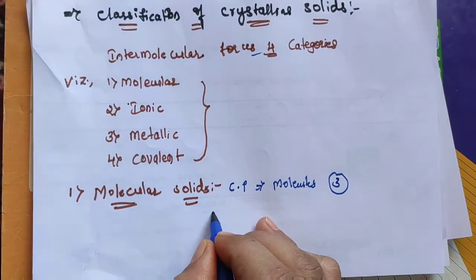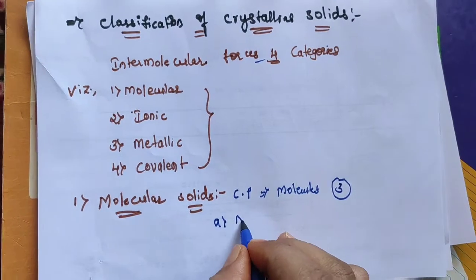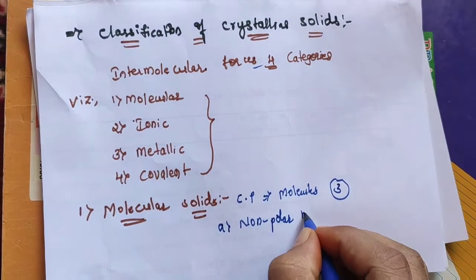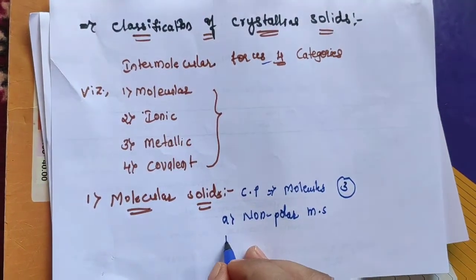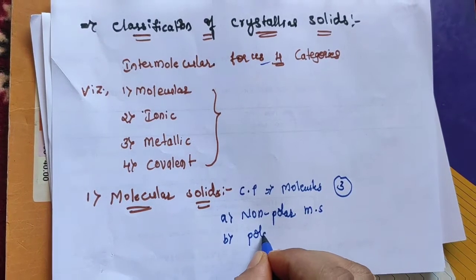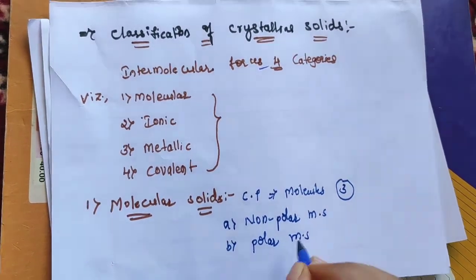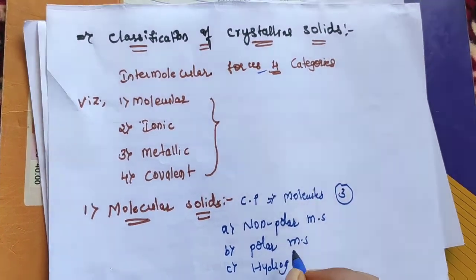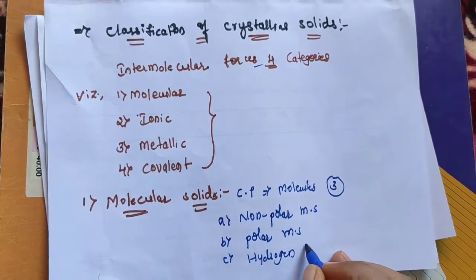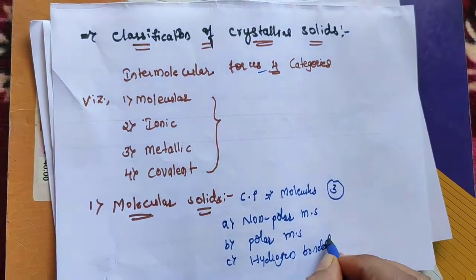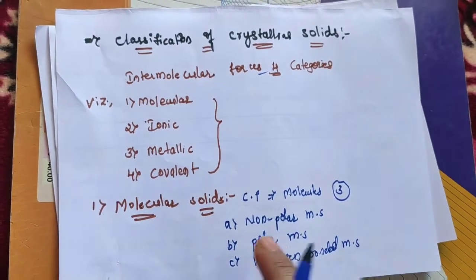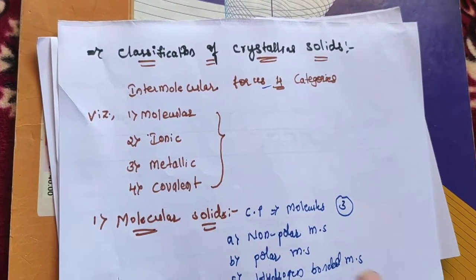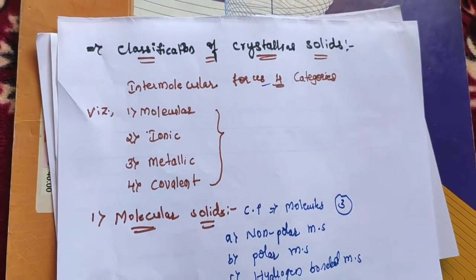The first is nonpolar molecular solids, the second is polar molecular solids, and the third is hydrogen bonded molecular solids. These are the three subcategories of molecular solids. Now let us learn about them one by one.